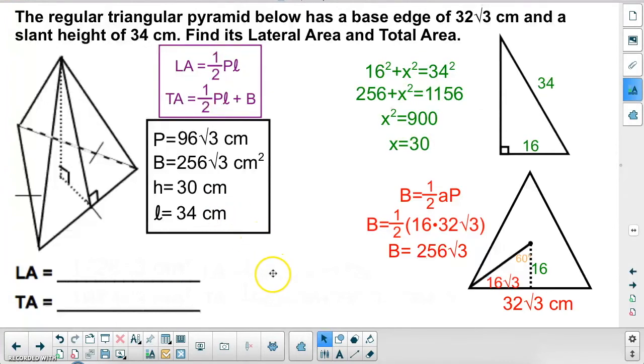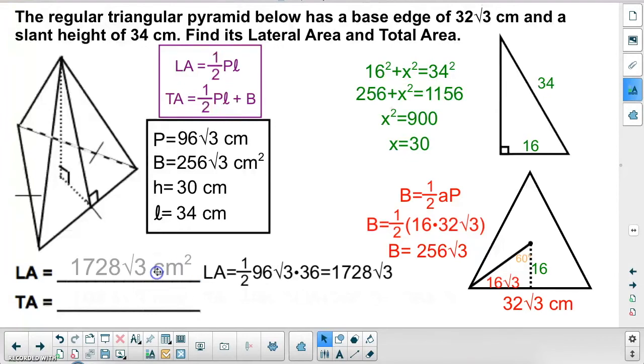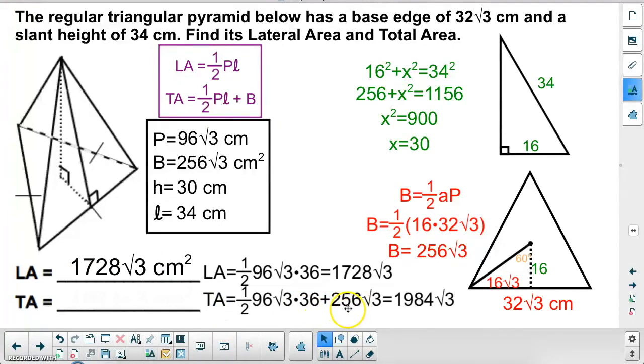Now we just plug in 1/2 perimeter times slant height gives us a lateral area of 1728√3 square centimeters. Then we add our base to that, 256√3, and get a total of 1984√3 square centimeters for total area. Notice that these were like terms. The 1728√3 and 256√3 both had a √3 with them, so we could add them together to get that 1984.